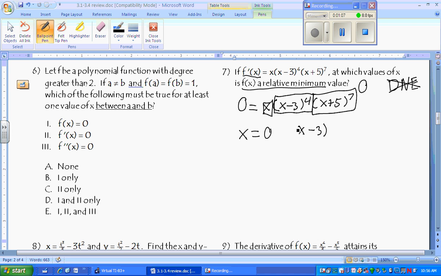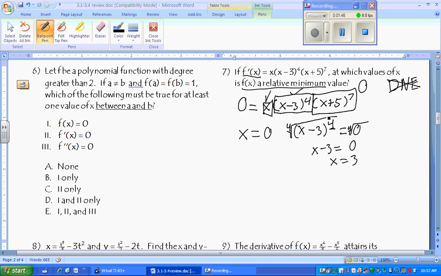(x minus 3) to the 4th, we'll set that equal to 0. We have to take the 4th root, which means that we're going to get rid of that 4 there. And whenever you take 0 and try and divide it by something, it's always 0. So it's going to be x minus 3 is equal to 0. Our next step is to just get that 3 to the other side, so x equals 3. So we've got this one done, and we've got this one done.